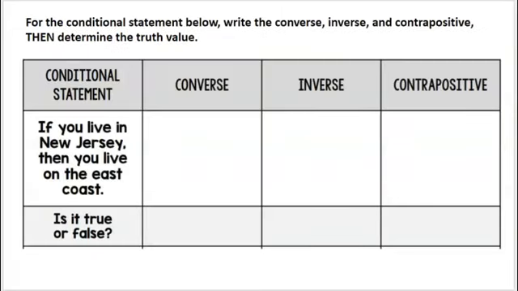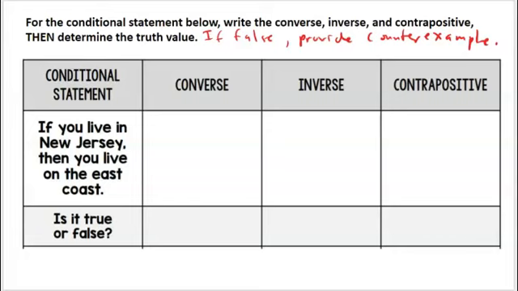But this first one says, for the conditional statement below, write the converse, inverse, and contrapositive, then determine the truth value. I also want to add, you don't have to write this down, but just so you know what to do, if false, provide a counterexample. So if you determine them to be false, provide a counterexample to show me why you determined it to be false. So again, I'm going to read the conditional, pause the screen, come back, we'll go over those three answers.